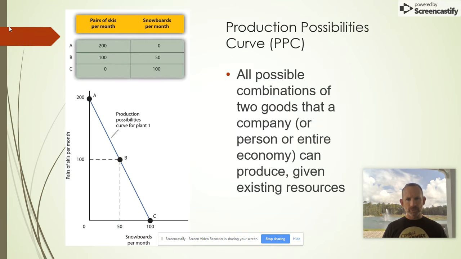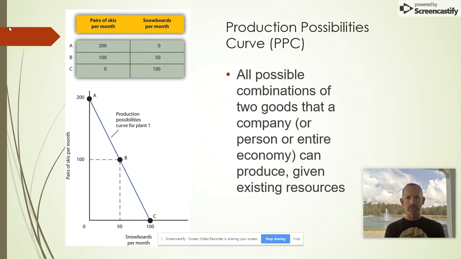So probably the trickiest and most important concept here is this curve called a production possibilities curve. So the definition's on the screen. Production possibilities curves show you all possible combinations of two goods that a company or a person or an economy can produce given existing resources. So when it says given existing resources, that's those factors of production. So given a certain set of labor, capital, and natural resources, here's what this business can produce.